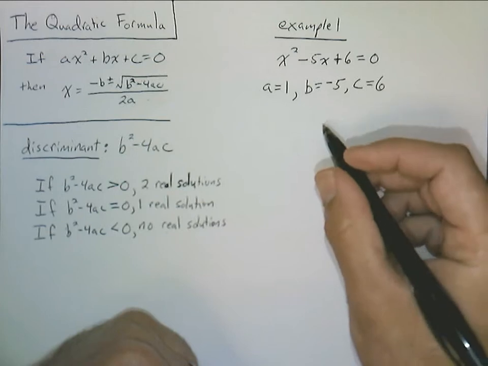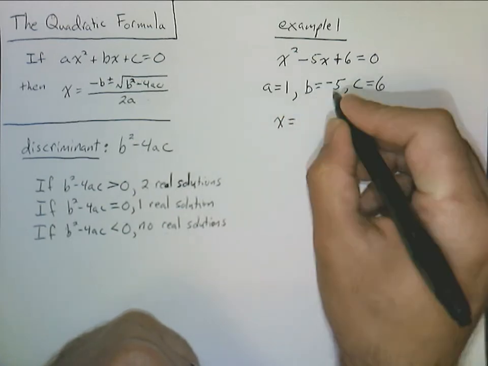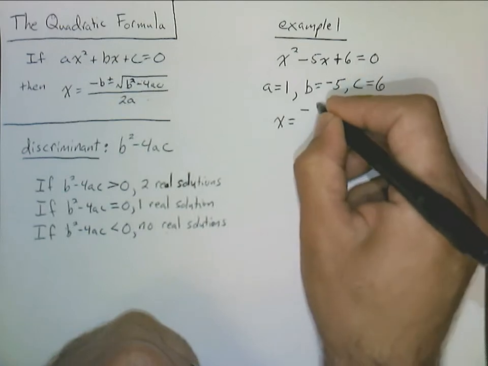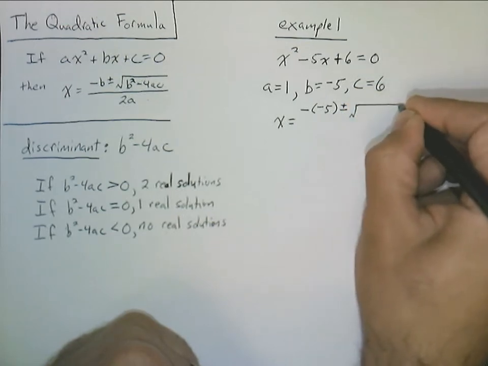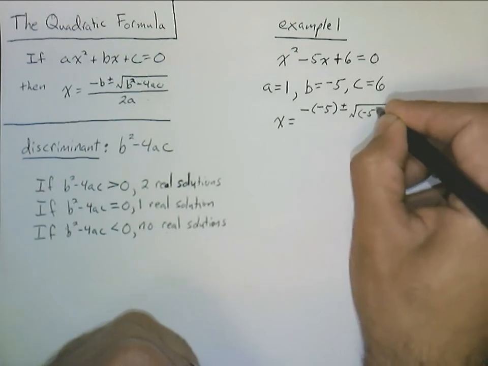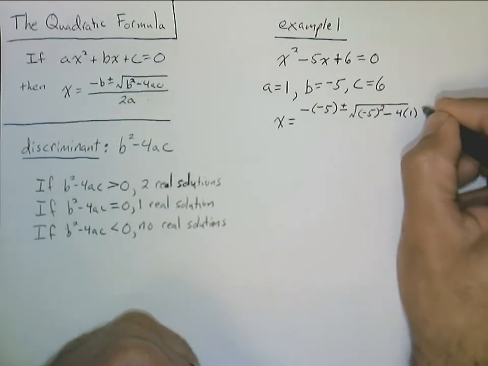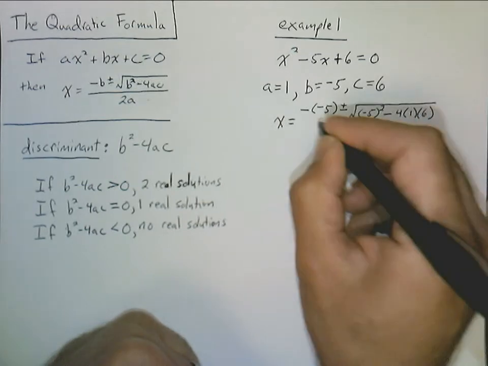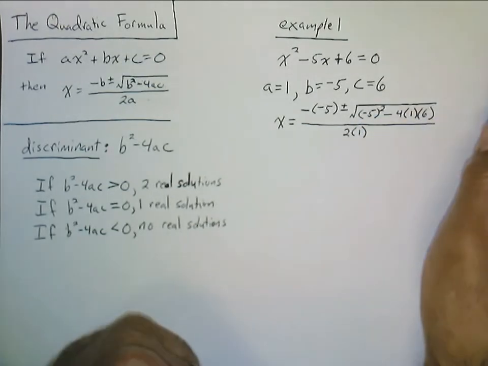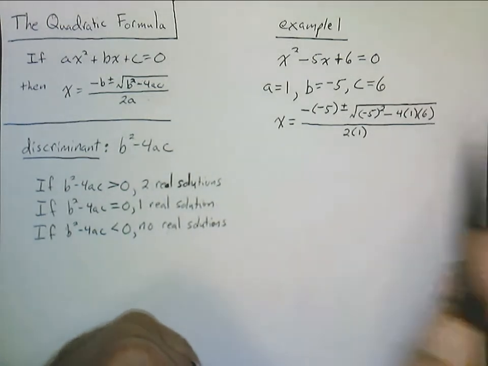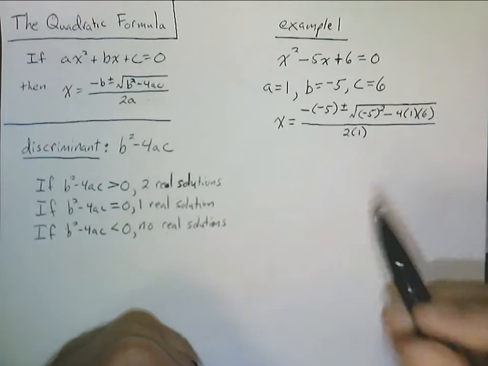So we just plug these values into the quadratic formula, and that'll give us the solutions. x has to be equal to the negative of b. Be careful here when b is negative: this is the negative of negative 5, plus or minus the square root of b squared, so it's negative 5 squared, minus 4 times a, which is 1, times c, which is 6, and that whole thing gets divided by 2 times a, which is 1. And that's it. Those are the solutions: the negative of negative 5 plus this square root, divided by 2, and the negative of negative 5 minus this square root, divided by 2.